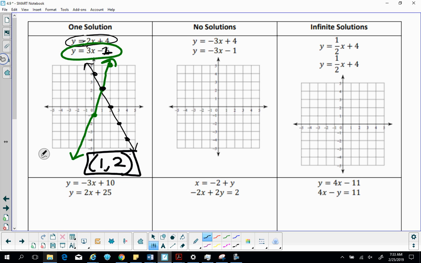How could I check my work to make sure I graphed it correctly? What could I do at that point? Plug it in, right? I could plug in 1 for x, and I should get my y as my answer, 2.